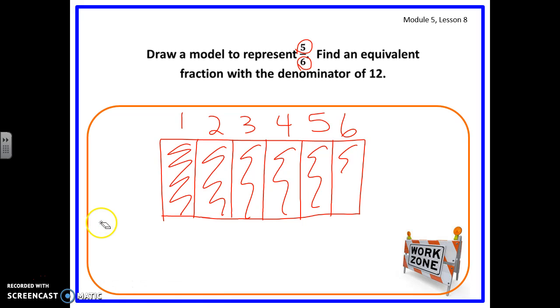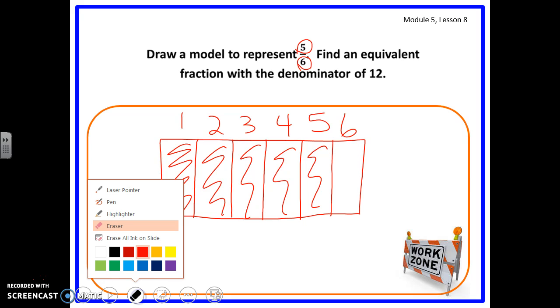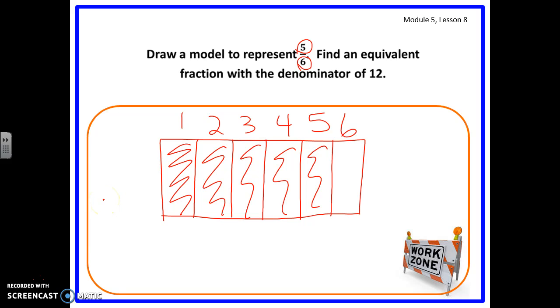Keyword is 5. So erase that. Alright, so now we have 5 shaded parts. Now it says we need to get a denominator of 12. Well, let's think. If I have 5 over 6, what can I multiply the top and bottom by to get my answer? Well, we don't know quite yet the numerator, so I'm going to stop because I don't want to put a number up there because I'm not quite sure. I thought I knew, but I'm not quite sure. So I'm going to go to my denominator.